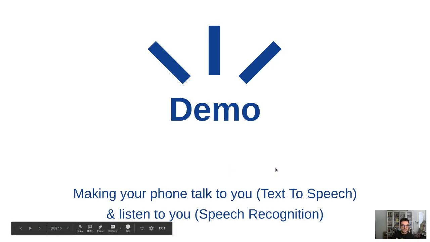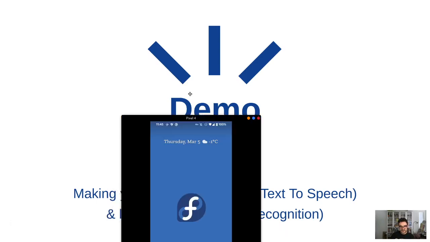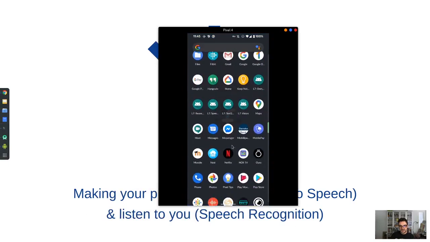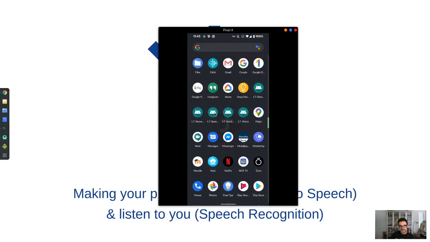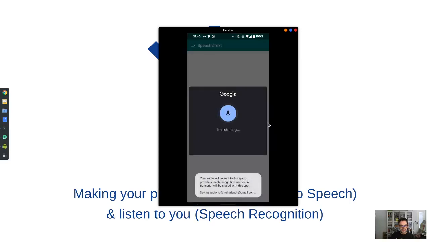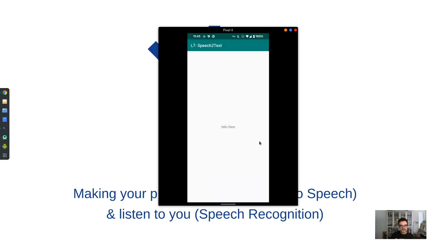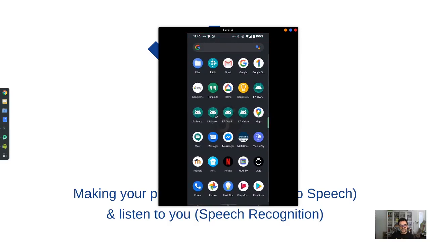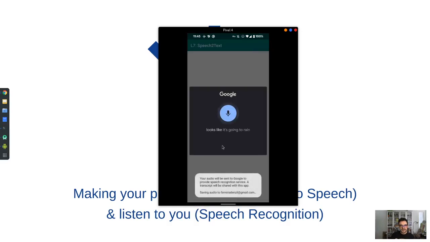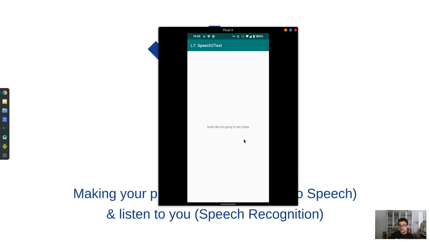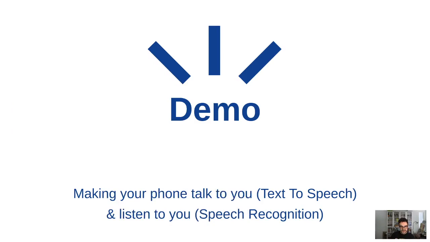So let me show you how the speech recognition actually works. I already showed you the text-to-speech, so let me just show you how the speech recognition works. If I open the speech recognition here, that's this one. Hello there. As you can see, it recognized what I said, and I can say anything I want. Looks like it's gonna rain today. So you can see it's very accurate, and it works offline and also very fast. So that's the demo there.